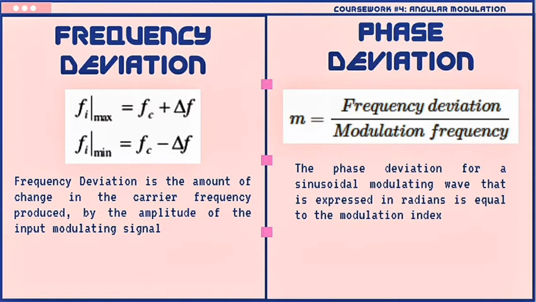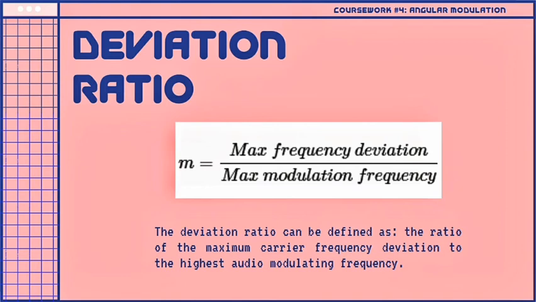Next, we have the deviation. The amount of change in the carrier frequency produced by the amplitude of the input modulating signal is called the frequency deviation. As seen on the equation provided for the FM deviation, the carrier frequency swings between Fmax and Fmin as the input varies in its amplitude. While in phase modulation, for a sinusoidal modulating wave, the phase deviation expressed in radians is equal to the modulation index. Accordingly, the deviation ratio can be defined as the ratio of the maximum carrier frequency deviation to the highest audio modulating frequency.